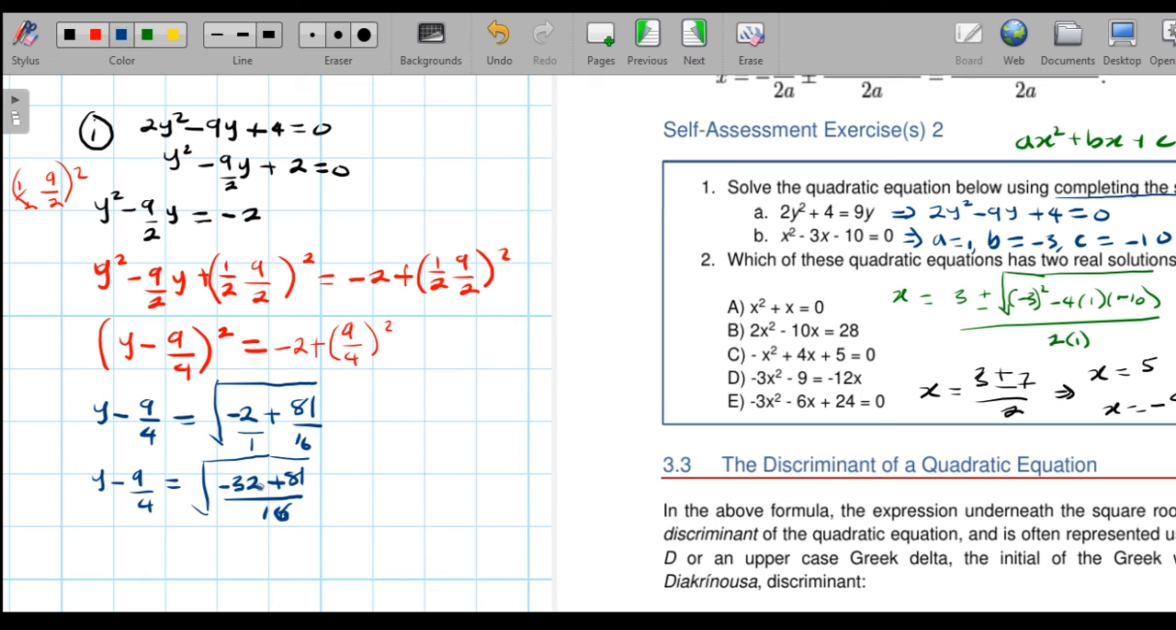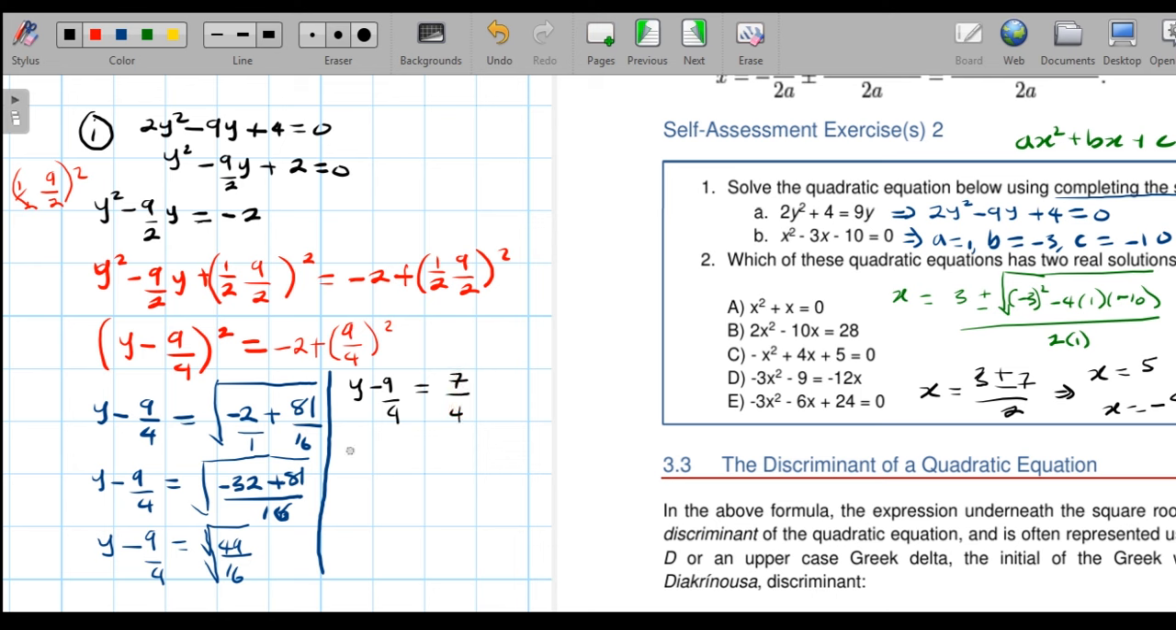Right, so minus 32 plus 81 divided by 16, which means y minus 9 over 4 is going to be equal to the square root of 49 over 16. Note that this square root is covering both 49 and 16 altogether. So let's split this here. So this means that y minus 9 over 4 is going to be equal to 7 over 4.